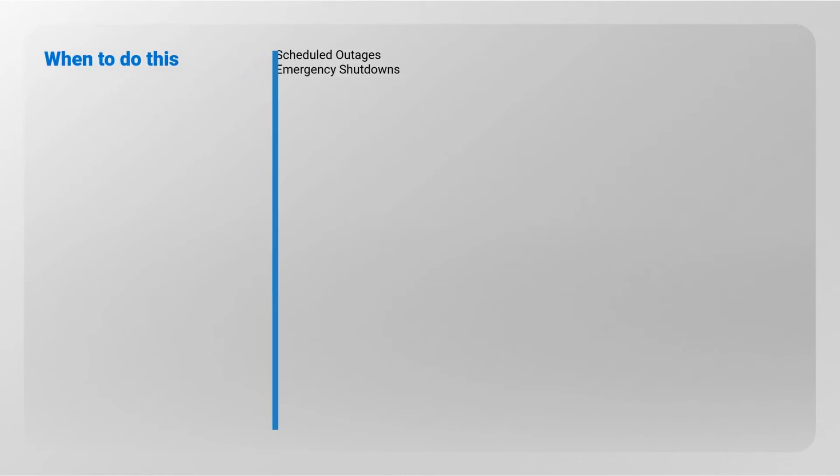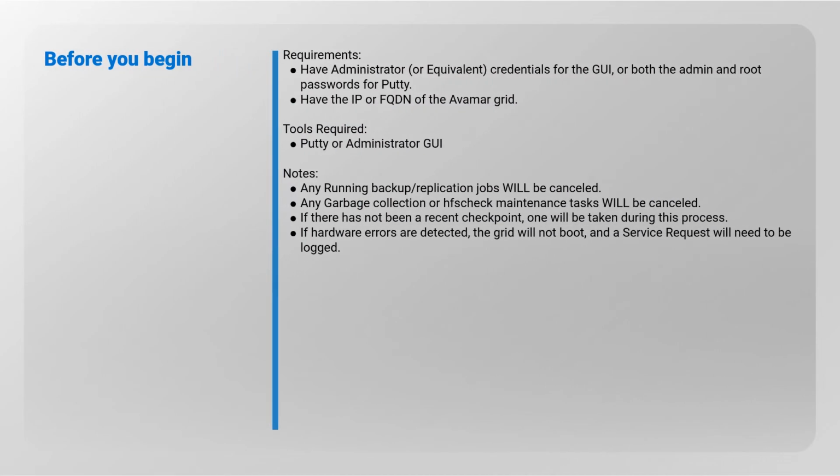When to do this? During scheduled outages and emergency shutdowns. Before you begin. Requirements: have administrator or equivalent credentials for the GUI, or both the admin and root passwords for PuTTY. Have the IP or FQDN of the Avamar grid. Tools required: PuTTY or the Administrator GUI.